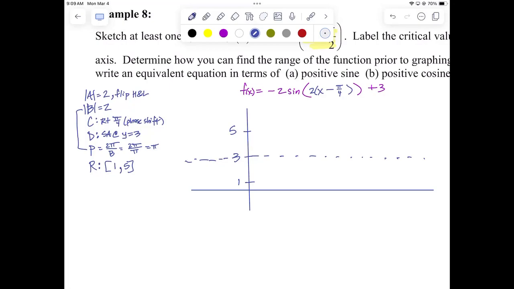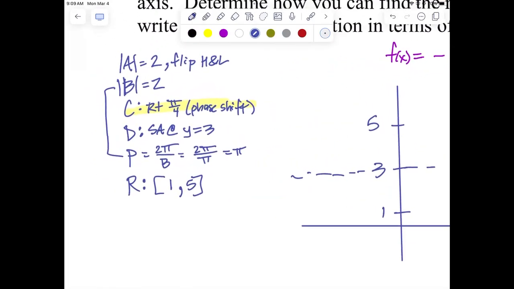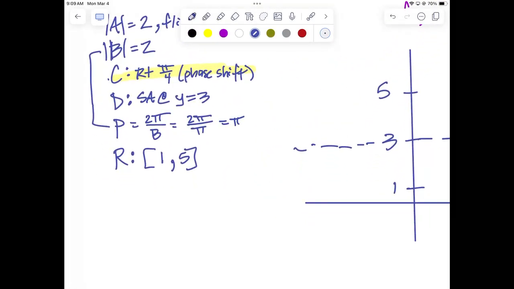But for the x-axis, remember, all I want to see are the actual critical values, and the spacing has to be correct. So whenever you have a phase shift, you mentioned this the other day, you want to make a rough draft x-axis. So here's my rough draft x-axis, my RDXA.